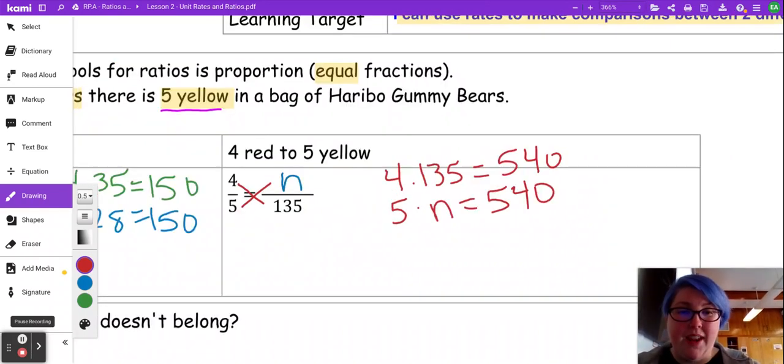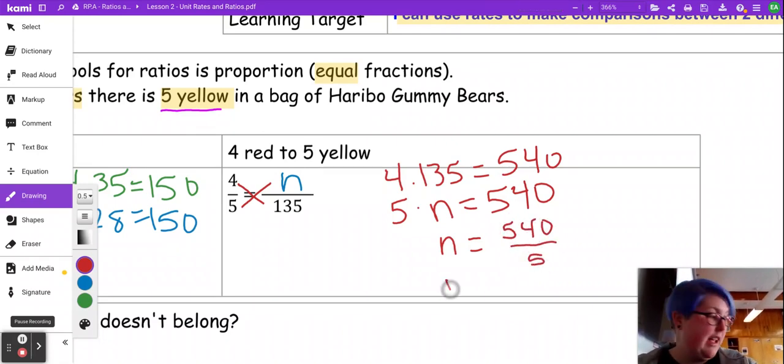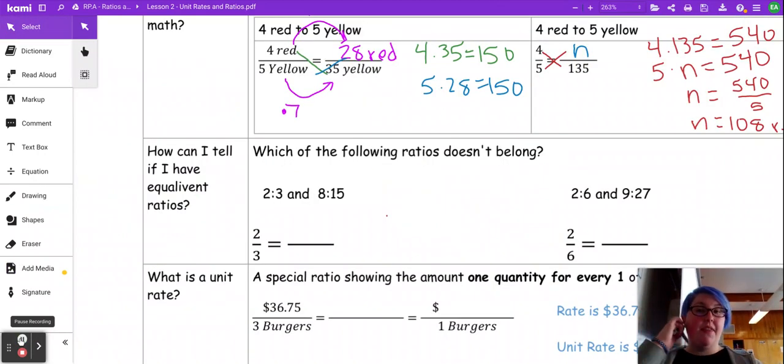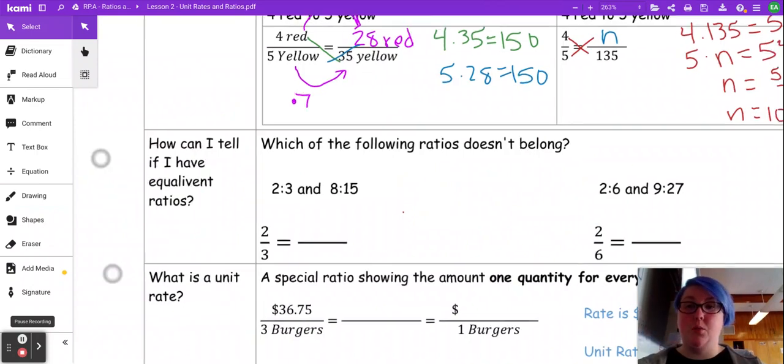Now we can rewrite this in division because division and multiplication are opposites. So now this becomes 540 divided by 5. n becomes 108. We have 135 yellow, so the bag should have 108 red. So this check method you can use to check your work.